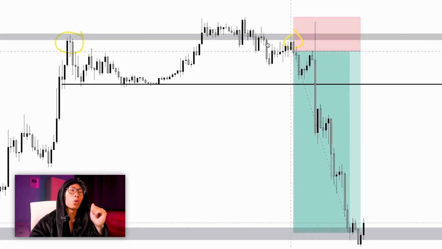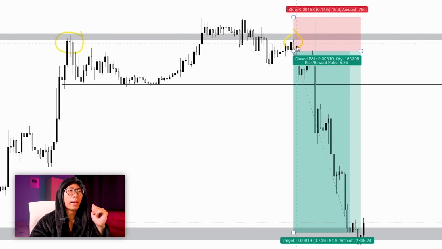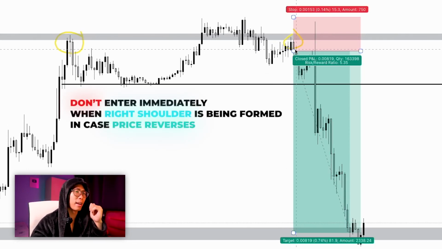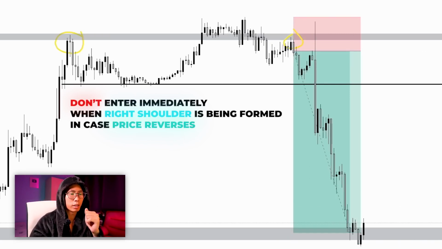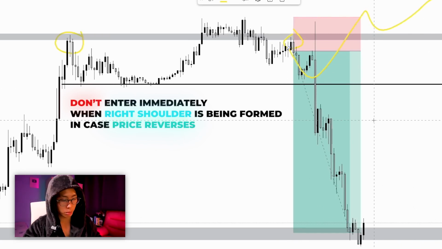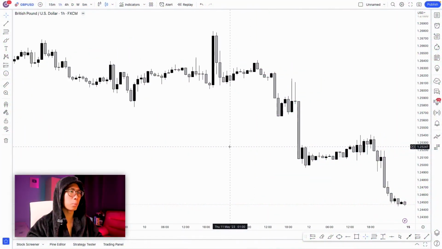Also, make sure you look for multiple confluences before you enter at this right shoulder, because the last thing you want to do is to enter immediately when price is forming the right shoulder and you start seeing price actually reversing and heading back up, right? So be careful. Here's another example on the head and shoulders.